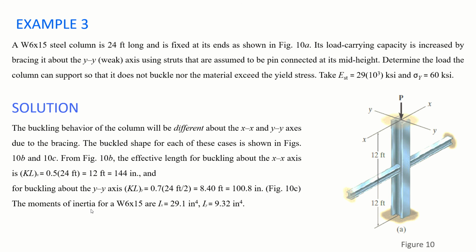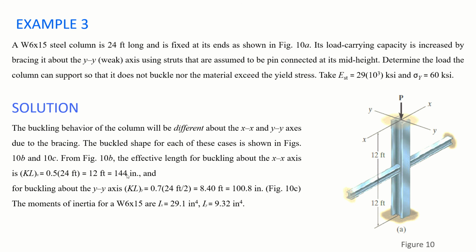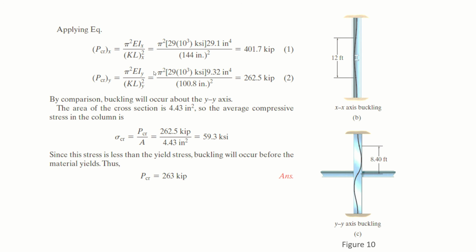So the moment of inertia you can also determine from the appendix. Ix is equal to 29.1 and Iy is 9.32. Now applying Euler's equation, P critical x is equal to pi square EIx by KLx square. So KL in x direction is 144 and KL in y direction is 100.8. Using their moment of inertia in x and y direction, you get P critical about x is 401 and in y it is 262. So by comparison, it is evident that buckling will occur about the y-axis.